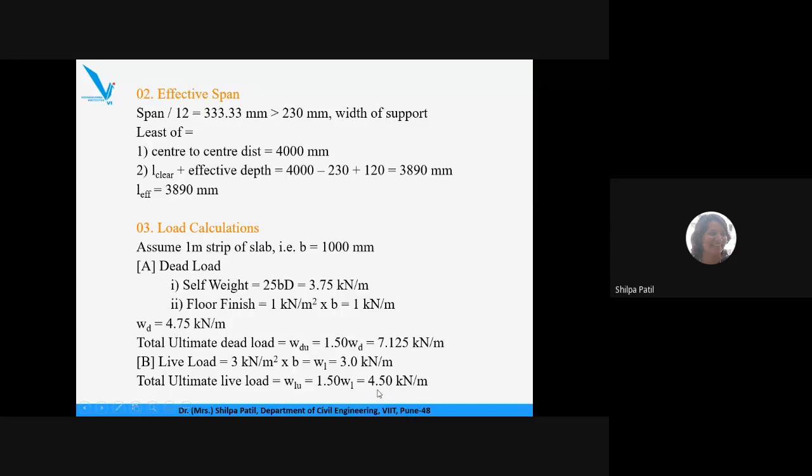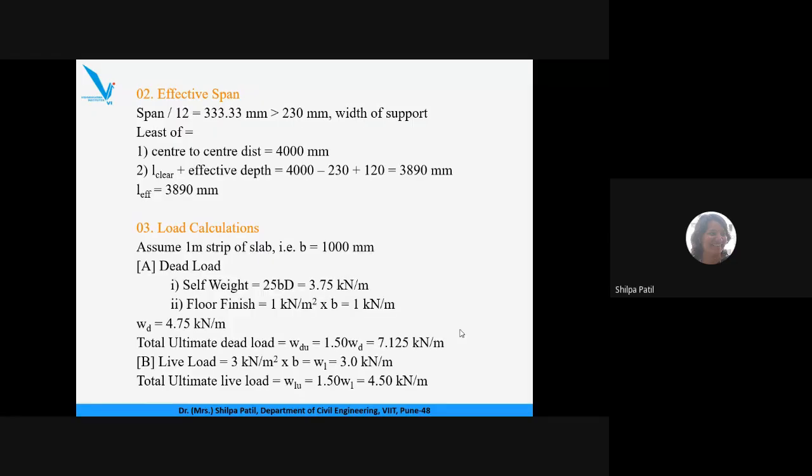Now, if you compare this step with yesterday's problem, there is a slight difference. In yesterday's problem, what we did, we calculated dead load and live load, we added together, and then we applied a partial safety factor, and we used a single value of the total load for further calculation. Here we are doing the dead load and live load calculation separately, purposely, because there is one important step next, that is finding the bending moment and shear force. For that, we need to calculate these dead load and live load values separately.